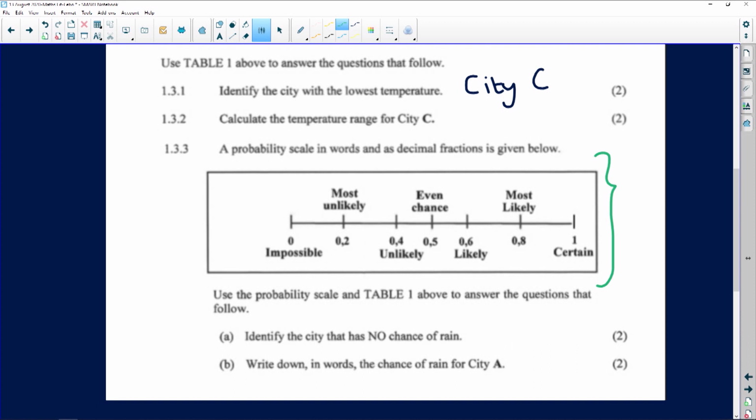So we can see there's our 0 over there. 0 is deemed as impossible. So if there's a 0, it means that it's impossible, or there's no chance of rain, or no chance of sunlight, or no chance of whatever happening in that city, whatever the case is. I'm going to skip 0.2 and 0.4, and go straight to 0.5, and then I'll come back and show you what I'm talking about. So we've got 0, which is impossible, and then we've got 0.5.